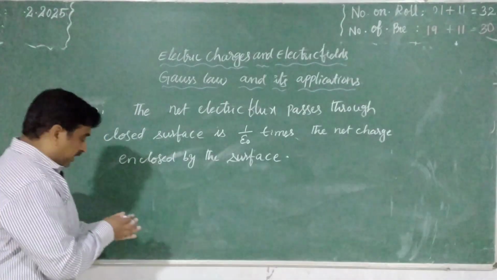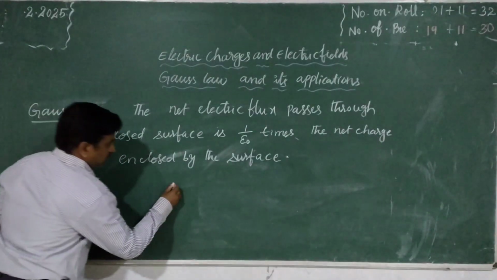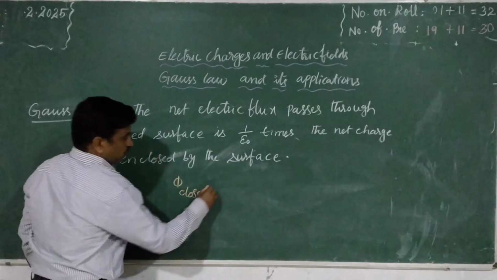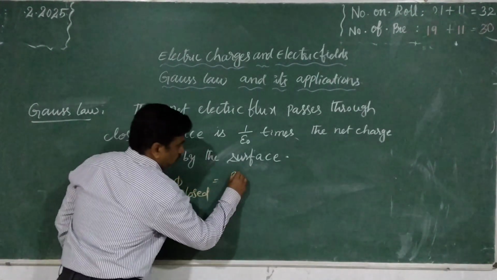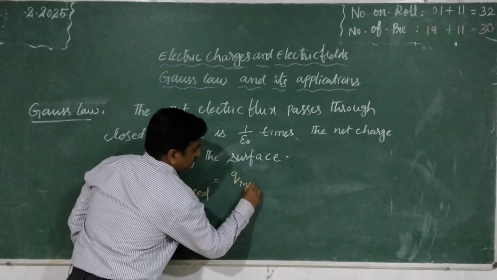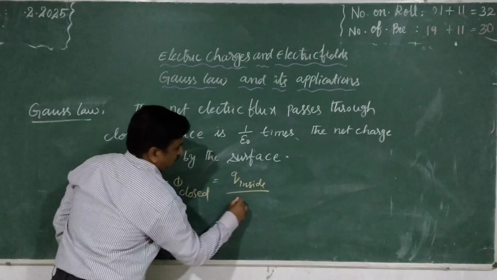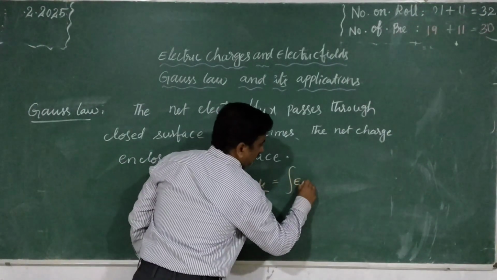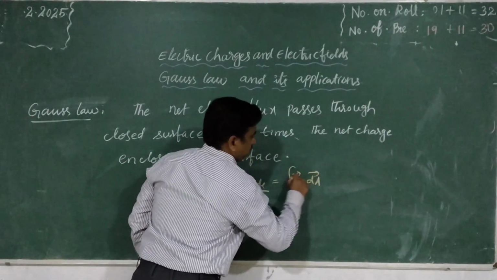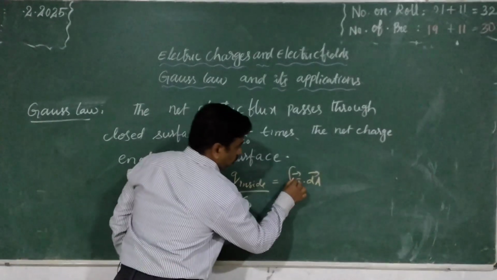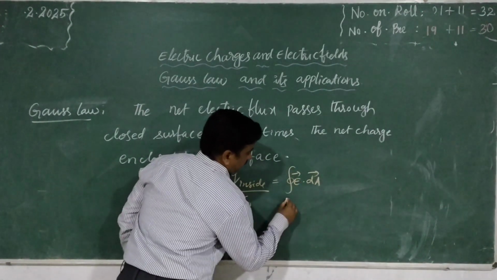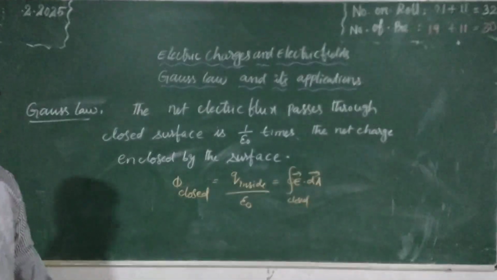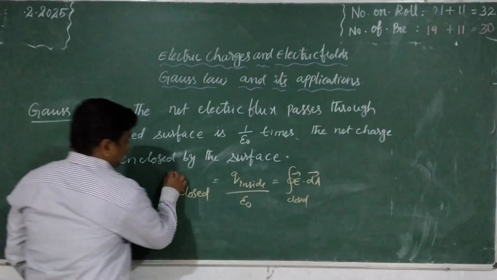So we can write that mathematically. Phi closed equals q inside by epsilon naught, that is, integral E dot dA over the closed surface, where we write a circle on the integral. That means closed surface.